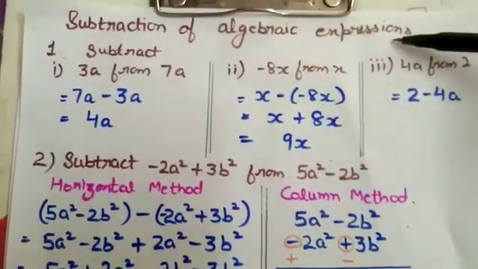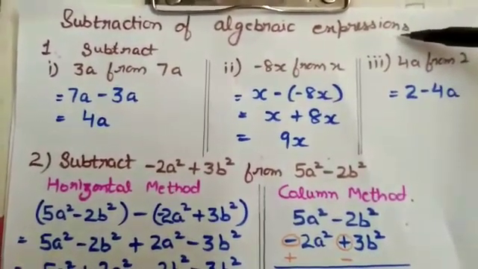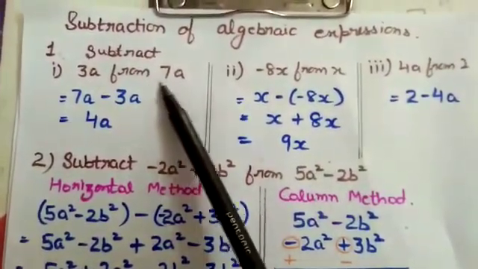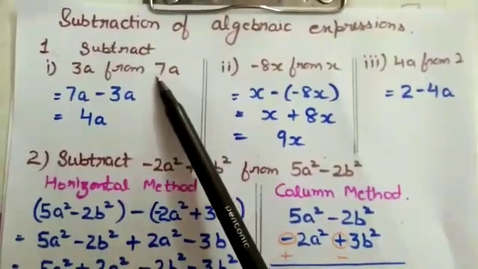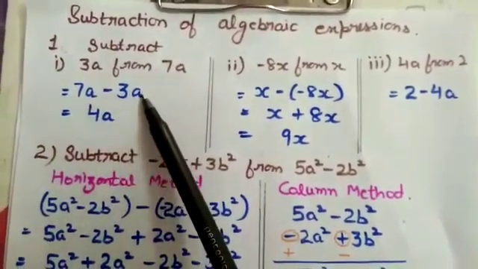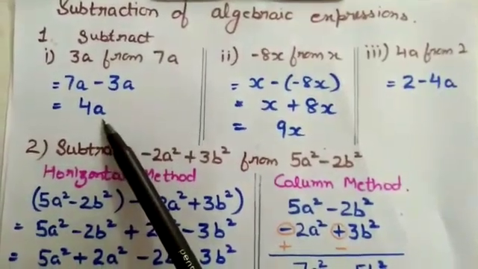Students, today our topic is subtraction of algebraic expressions. First part, we have to subtract 3a from 7a. The term which comes after "from" we will write first. So 7a minus 3a equals 4a.